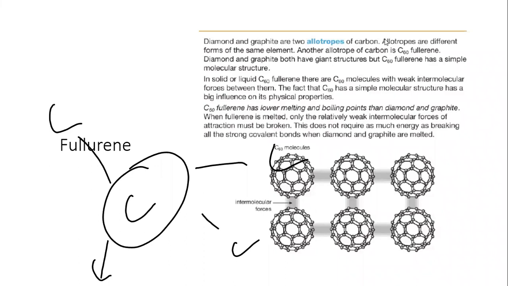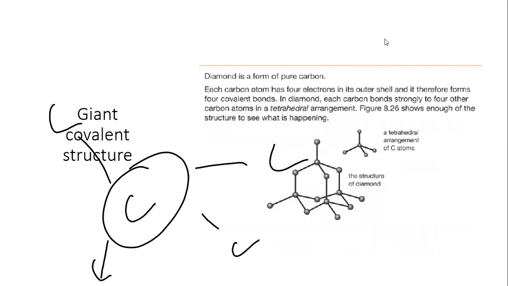In each molecule there are 60 carbons, so the number of atoms inside it is limited, as opposed to a giant covalent structure like diamond, where the number of carbons can be anything at all. There is no requirement, there is no limit. All it depends upon is that the bigger the diamond, the more carbons it is going to have, as opposed to C60, where each molecule can only have 60 carbons. That is a prime difference between a giant covalent structure and a simple molecular structure.